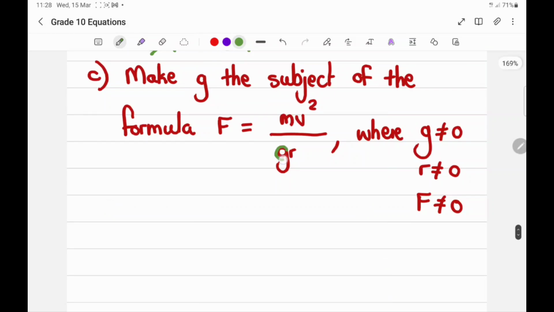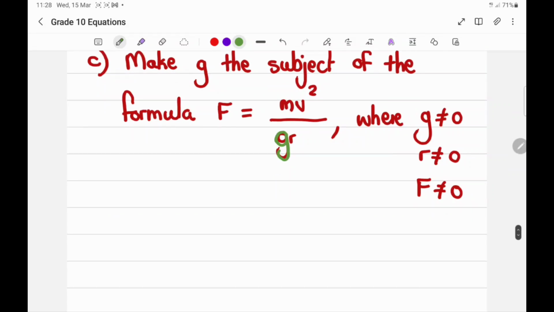Okay, in this one, make g the subject of the formula. So we want to get this g alone. G is equal to. And again, they give me all those things that g and r and f can't be, just so that it doesn't make it undefined.